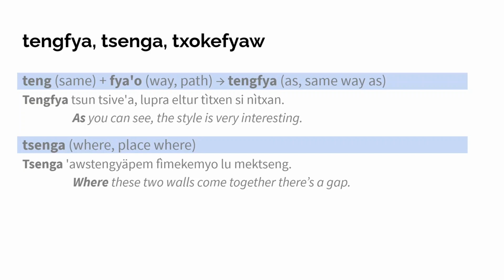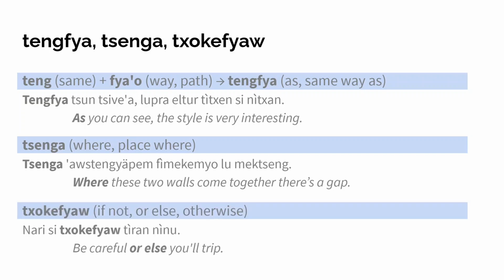Tsenga, where or the place where, it literally just comes from tseng, a place, and a, which, so the place which. Tsenga aus den yepem fimekemyo, where or the place which these two walls come together, lumektseng, there's a gap.